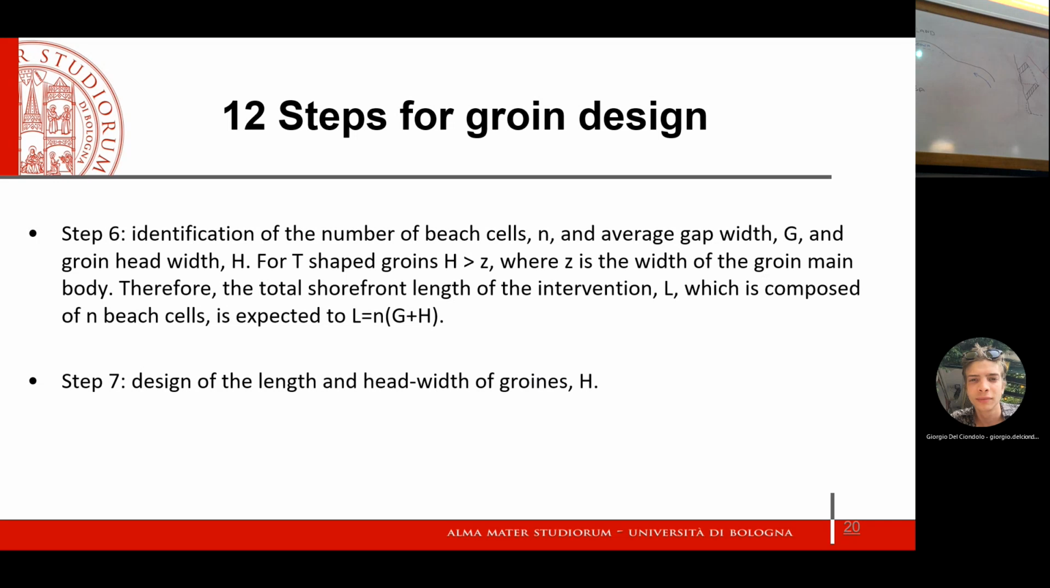And then with the lambda rule, we can predict the resulting shape of the shoreline. We have to take into account that, of course, the larger the H, the smaller the open window between groins. So it's a kind of compromise between, of course, the hope that the intervention is effective and the impact of the intervention itself.